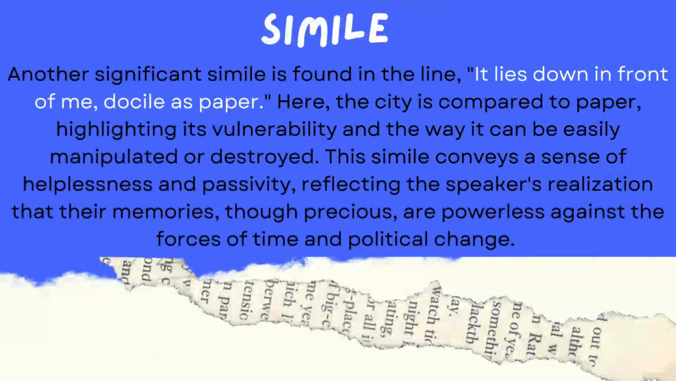Another significant simile is found in the line, "It lies down in front of me, docile as paper." Here, the city is compared to paper, highlighting its vulnerability and the way it can be easily manipulated or destroyed. This simile conveys a sense of helplessness and passivity, reflecting the speaker's realization that their memories, though precious, are powerless against the forces of time and political change.